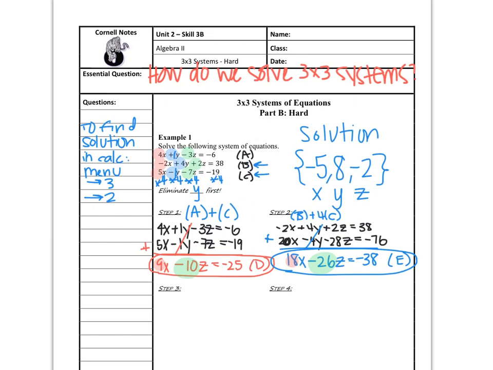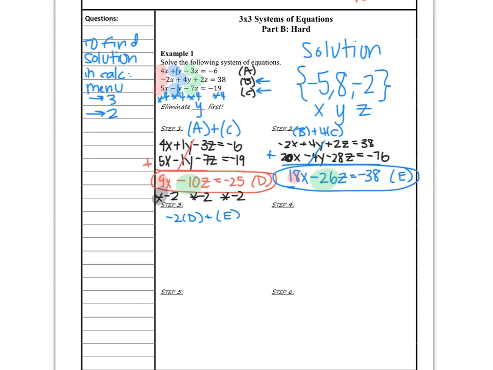So what we said we wanted to do was take D and multiply it by a negative 2 on all parts. So here now we have negative 2 times D, which will get added with equation E. Okay, so we're going to show this work. We got to write down what we get when we multiply. We got to write down equation E and add straight down afterwards. So when I multiply, again, that's coming from here, we have negative 18x plus 20z equals 50. And then equation E stays exactly the same. 18x minus 26z equals negative 38.